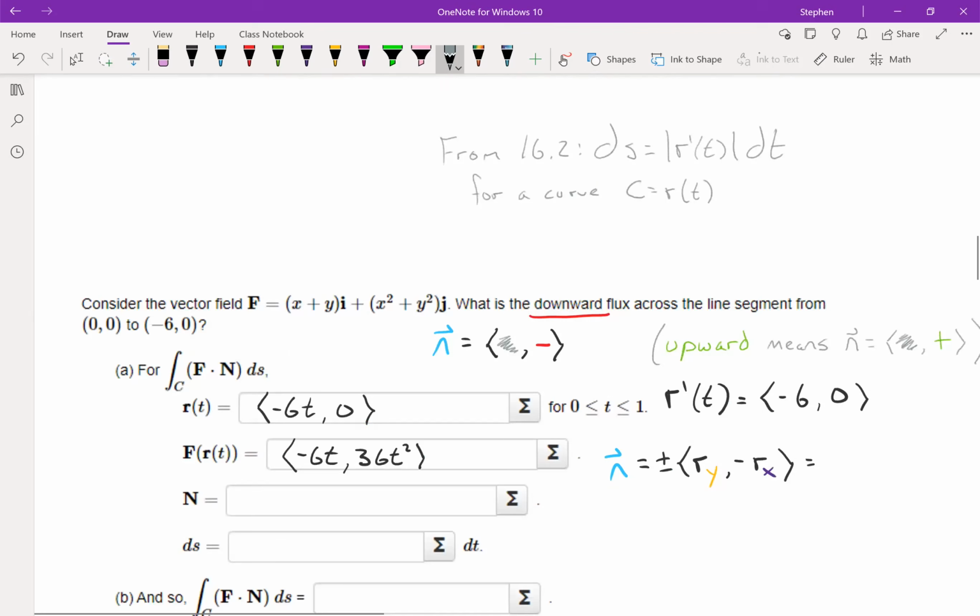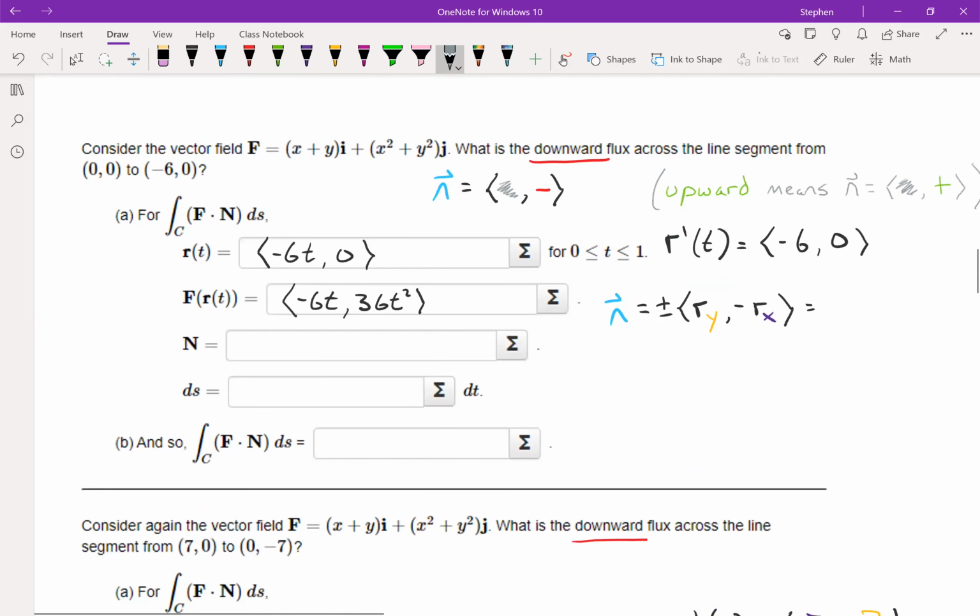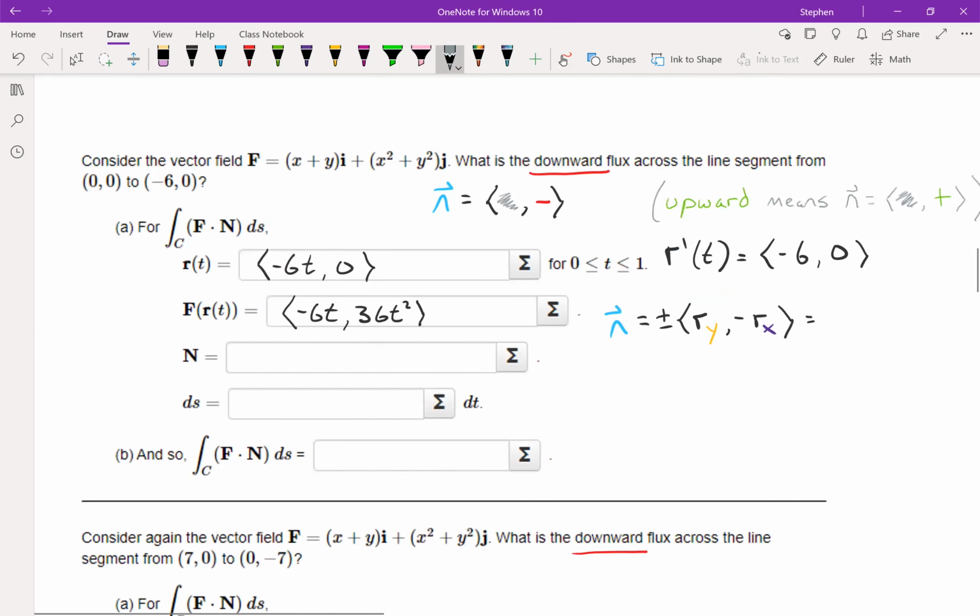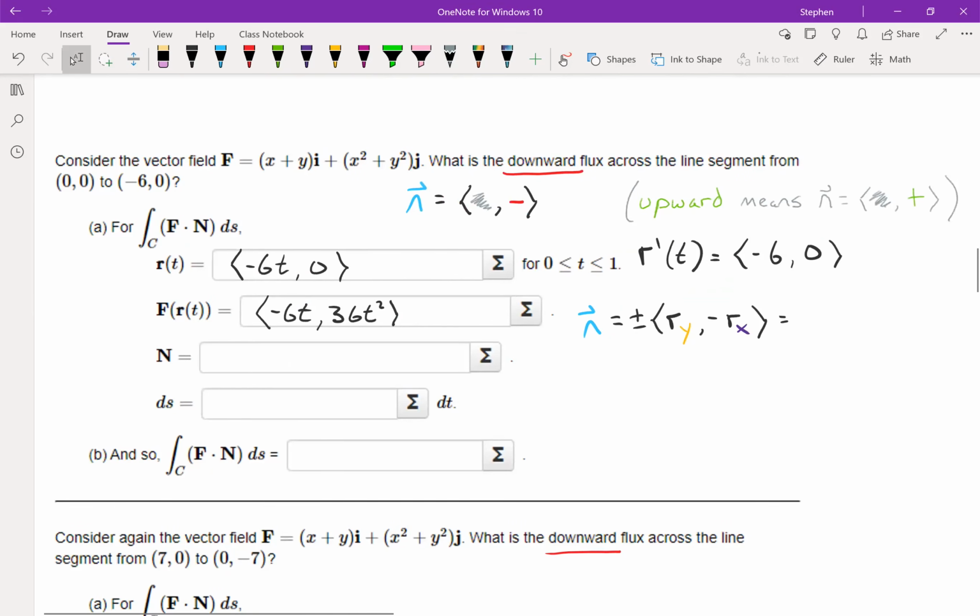But enough of all that high concept stuff. Let's try and apply this to an example. So we're going to consider the field with x plus y and x squared plus y squared as our two components. And I want to find the downward flux across the line segment from (0, 0) to (-6, 0).